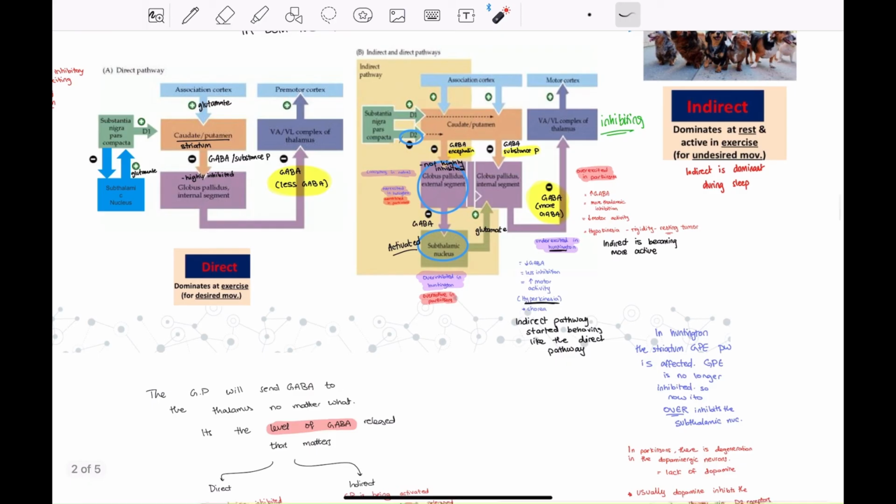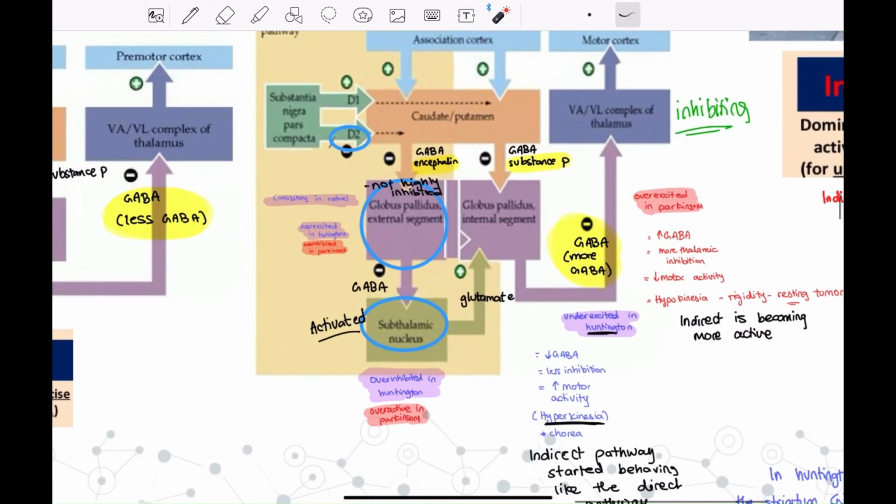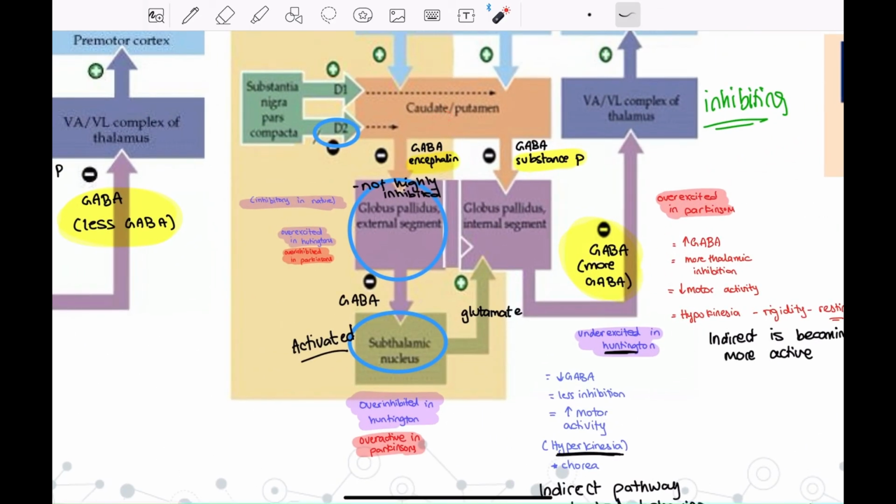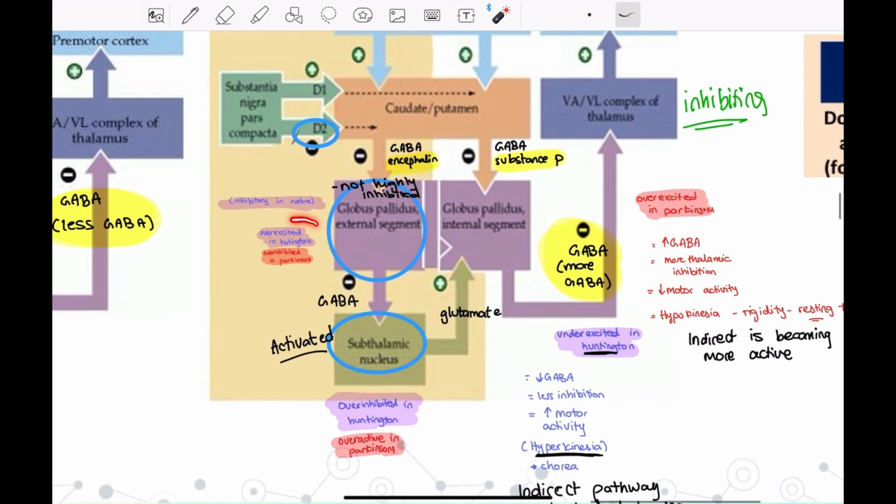So for Huntington's, we have the striatum and globus pallidus external pathway. It's going to be disrupted. Basically, what happens is that the globus pallidus externus is no longer going to be properly inhibited by the striatum, meaning that the striatum will release less GABA, meaning that it will become overexcited.